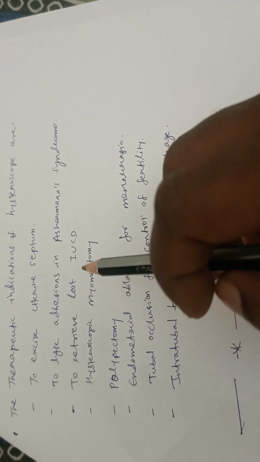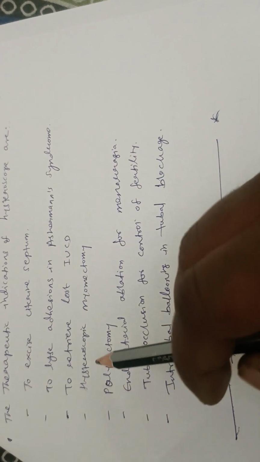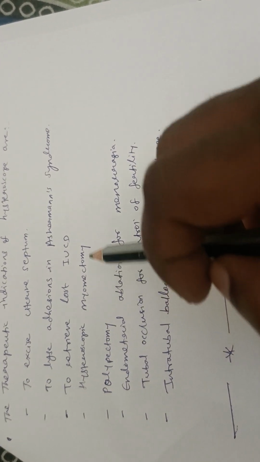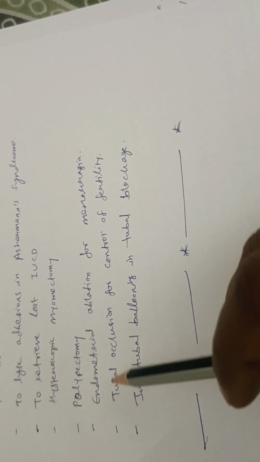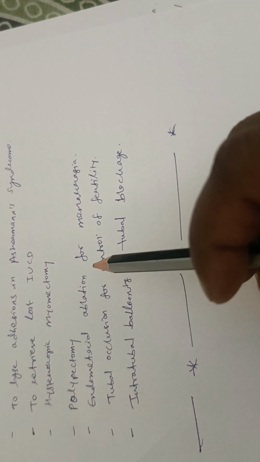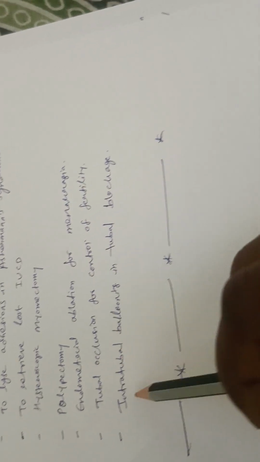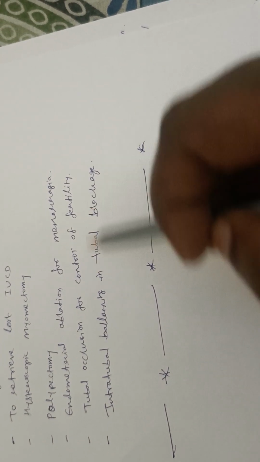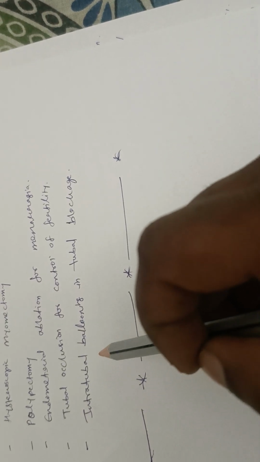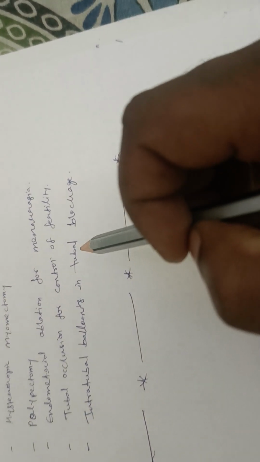The therapeutic indications of hysteroscope are to excise uterine septum, to lyse adhesion in Asherman's syndrome, to retrieve lost IUCD, hysteroscopic myomectomy, polypectomy, endometrial ablation for menorrhagia, tubal occlusion for control of fertility, intratubal ballooning in tubal blockage.